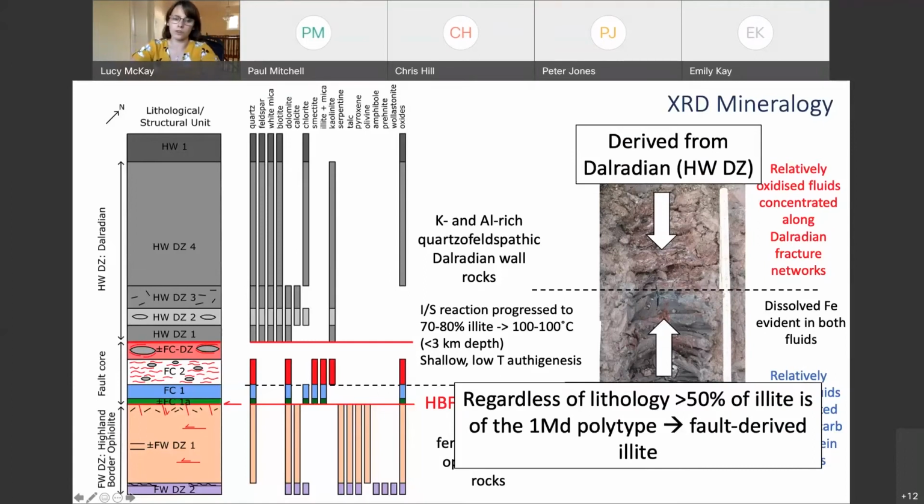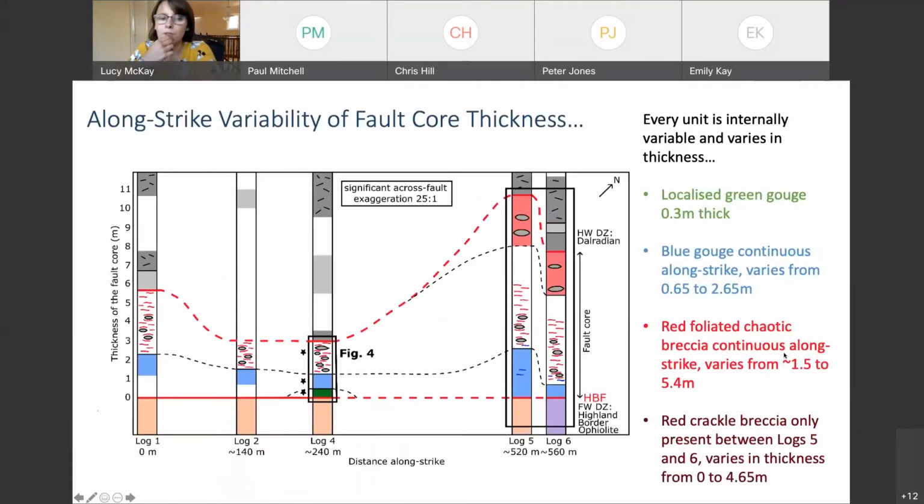Regardless of the lithology, 50% of the illite is of the 1ND polytype, which suggests that it's been fault derived, if you need any more evidence that these clays have been derived through faulting. So the last thing really to note about these fault core units is that not every unit is present at every locality along the fault.